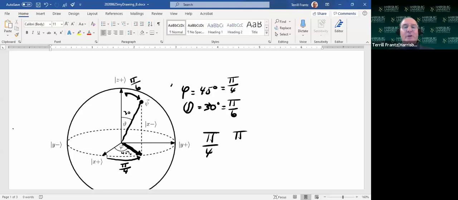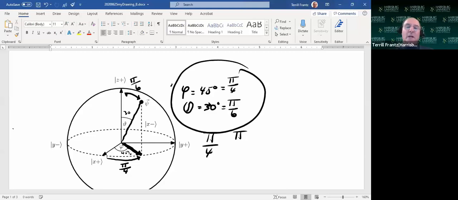So, it's another confusing thing. Sometimes I'll use pi over 4, sometimes you use 40, 45 degrees. Sometimes they'll do that. But the Bloch sphere, you can identify with just two variables.